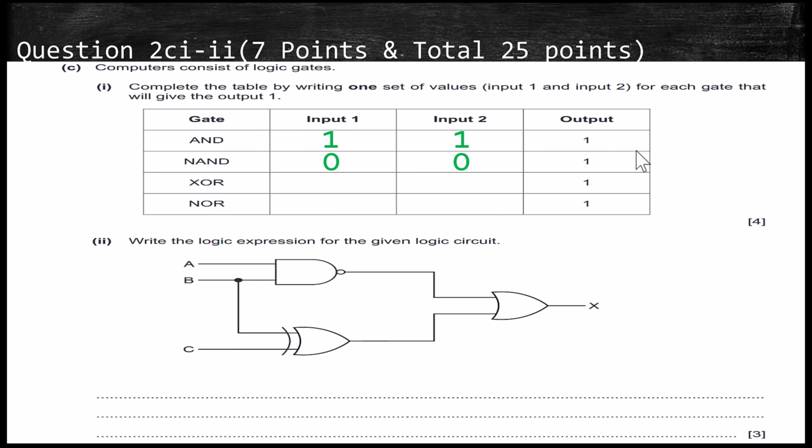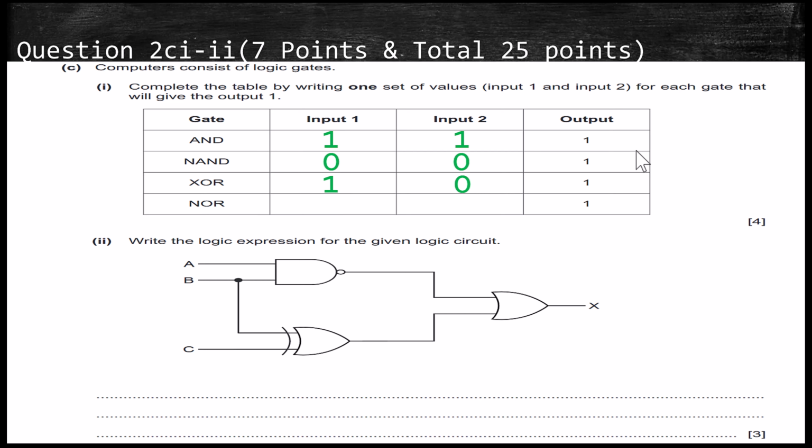What's the rule for a XOR gate? Well, 1 must be true and only 1 must be true. So I can do 1, 0 or I could do 0, 1. Both of these cannot be true. If both of them are true, that's not a XOR gate, that is an OR gate. And XOR stands for exclusive OR gate. One or the other, but not both.